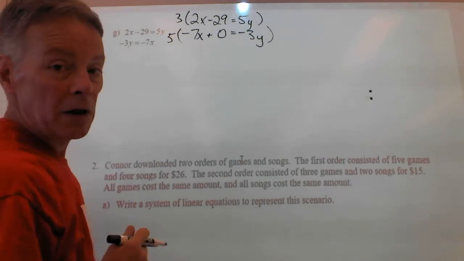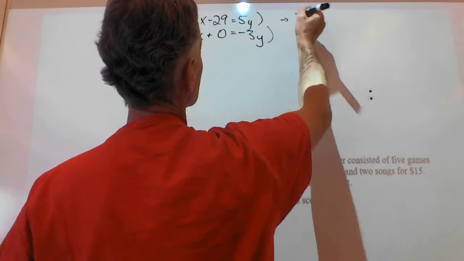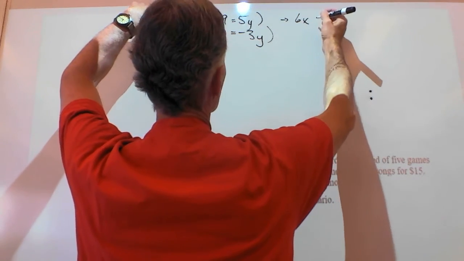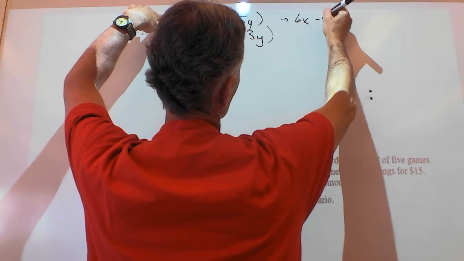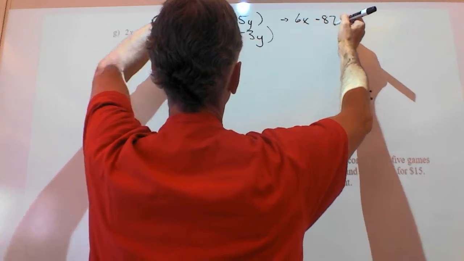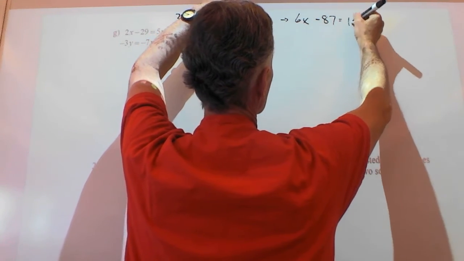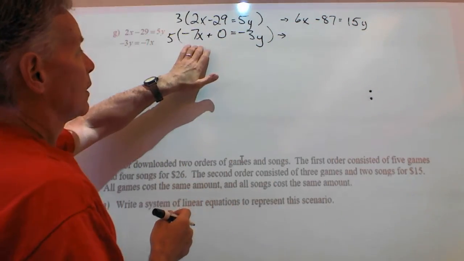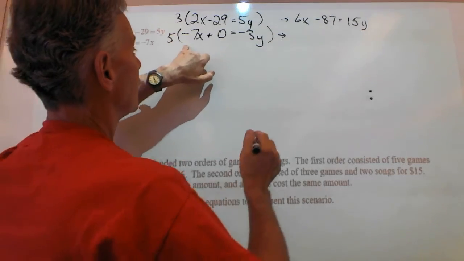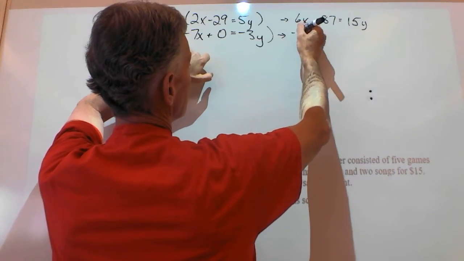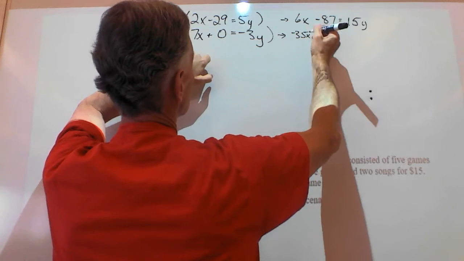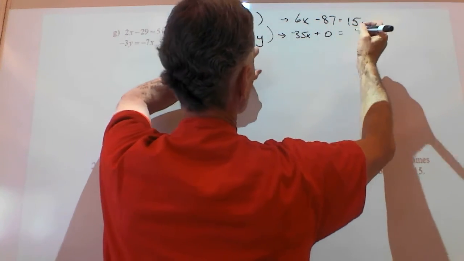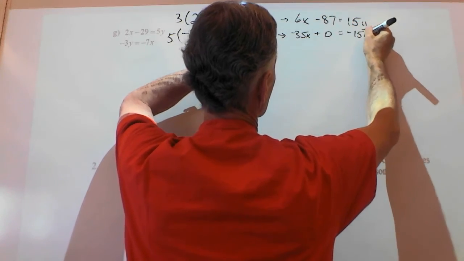And that will give me 3 times 2x is 6x, 3 times minus 29 is minus 87, 3 times 5y, 15y. And now I'm going to manipulate the bottom. I'll multiply through by 5. That will give me 5 times negative 7, negative 35x, 5 times 0, 0, 5 times negative 3, negative 15y.